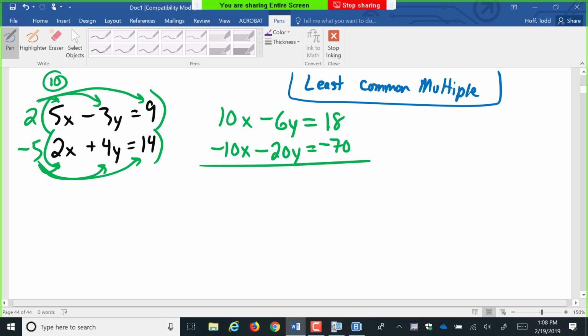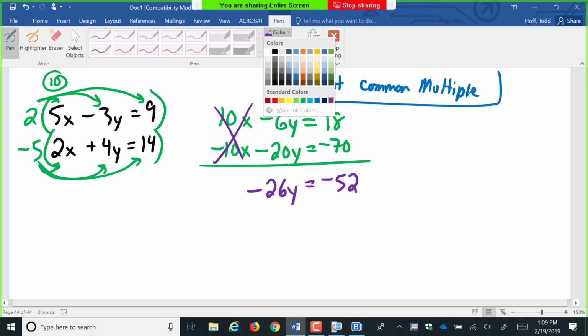Now, when we add the equations, the x's will disappear. So we've got 10x and negative 10x is 0. Cancels out. Negative 6y and negative 20y makes negative 26y. Good. 18 and negative 70. I heard somebody mumble it there. Negative 52. Good. Now what?